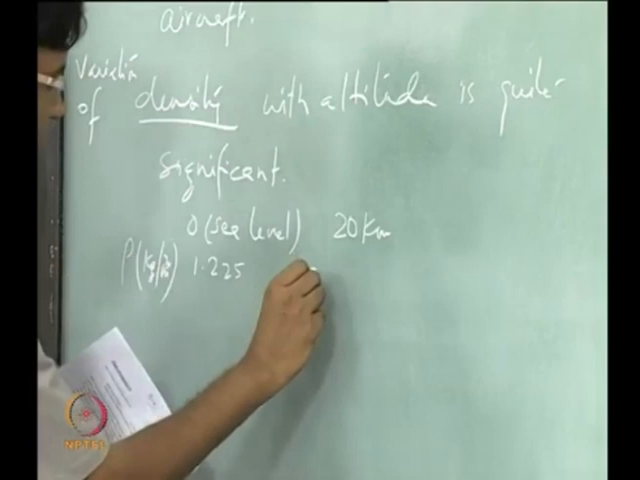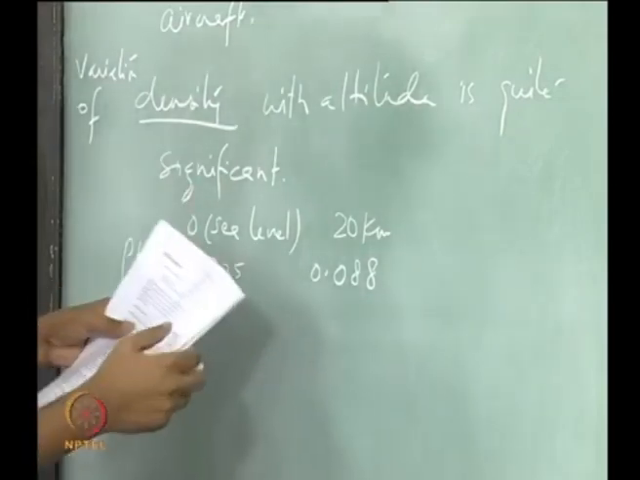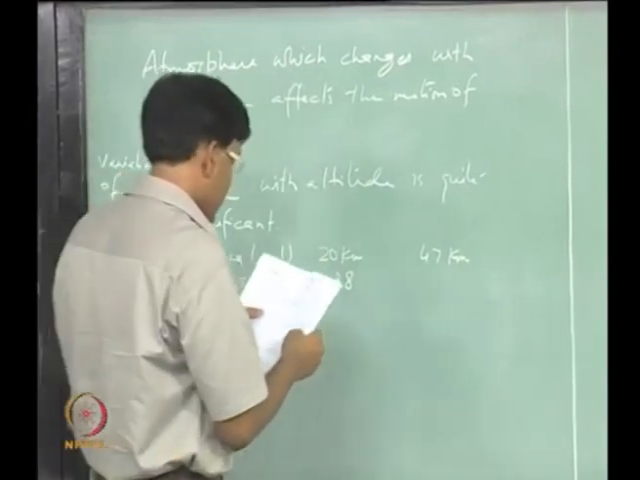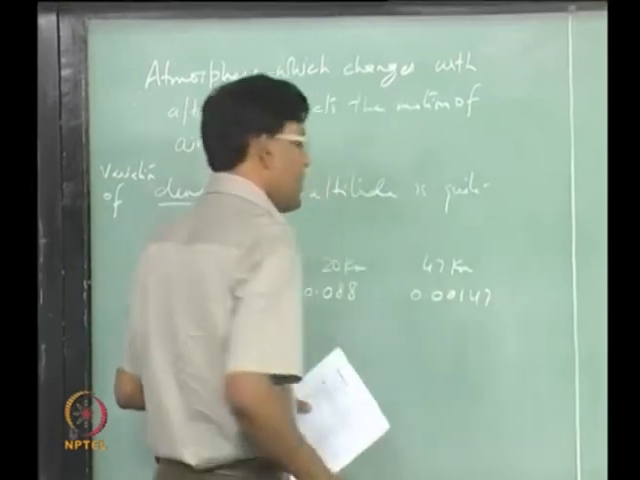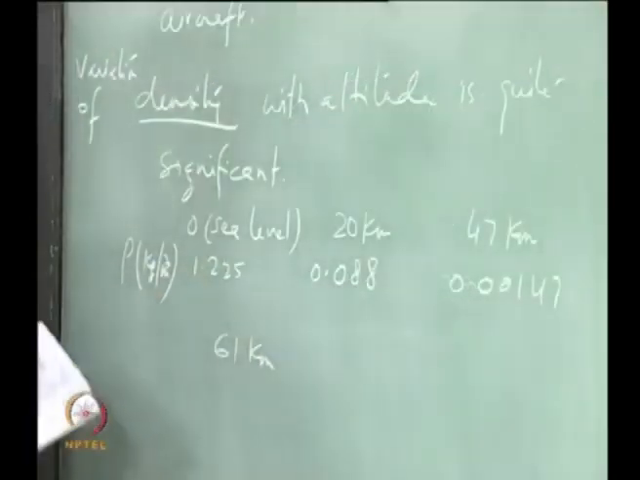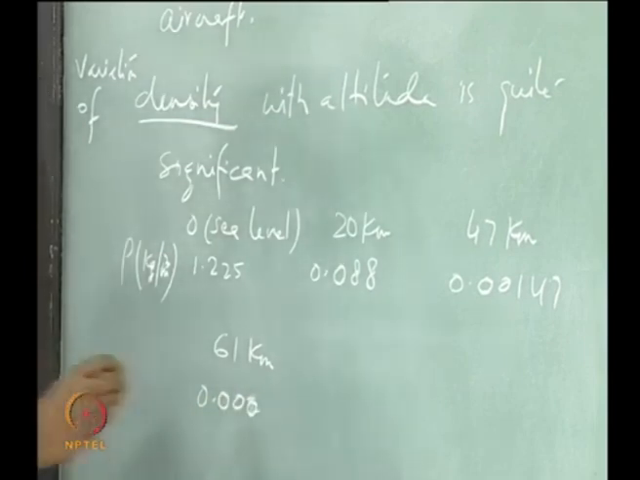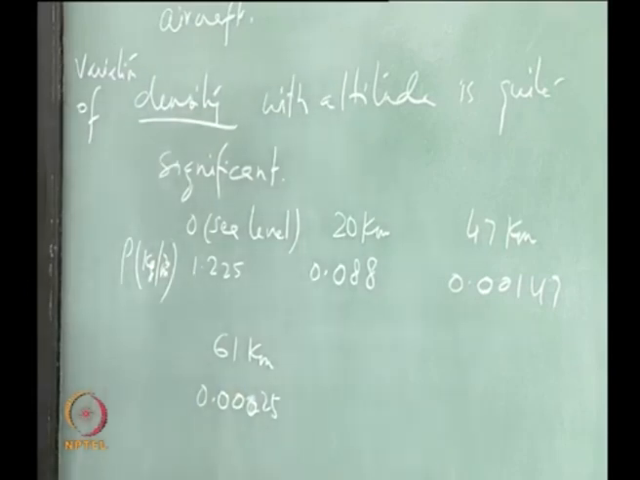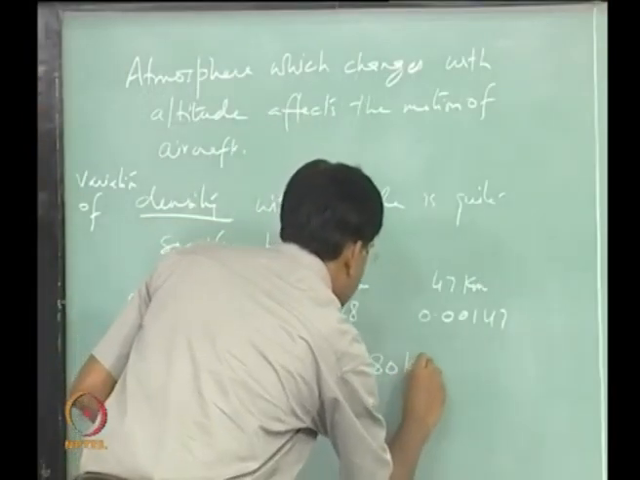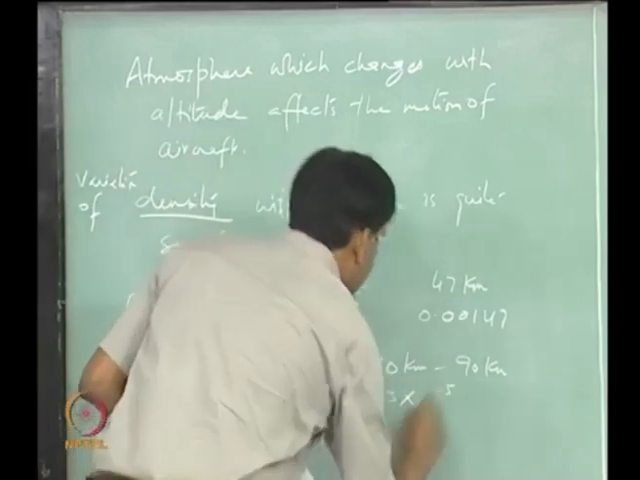At 20 kilometers, it is roughly 0.088 kg per meter cube, at 47 kilometers it is 0.00147, at 61 kilometers it is 0.00025, and at 80 to 90 kilometers altitude it is of the order of 10⁻⁵.